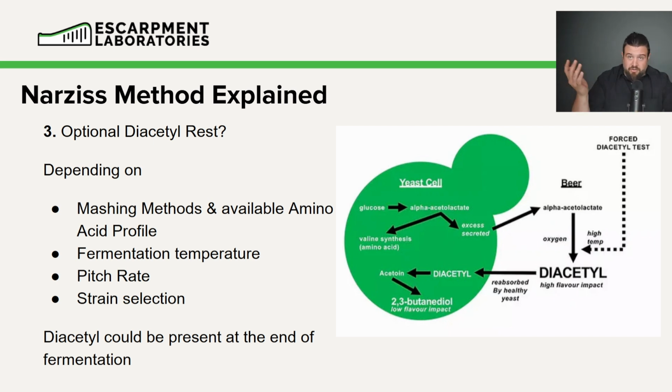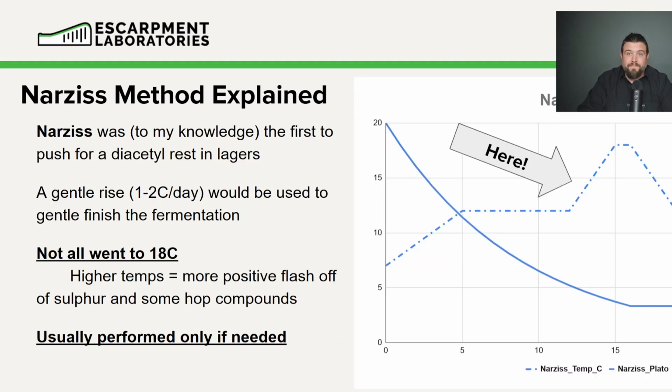As you can see in some of the other content we've produced here at Escarpment Labs, diacetyl can be controlled. Acetaldehyde can be controlled. If we have, say, less FAN available, we're going to see more diacetyl being produced. If the fermentation temperature has fluctuations or gets too high, we're going to see more diacetyl produced. If we pitch too low, or in extreme cases too high, we're going to see more diacetyl produced. Sometimes our strain selection will produce more diacetyl. There are ways to control this. And if, whatever the reason may be, your fermentation had diacetyl, this would be a way to help clean it up.